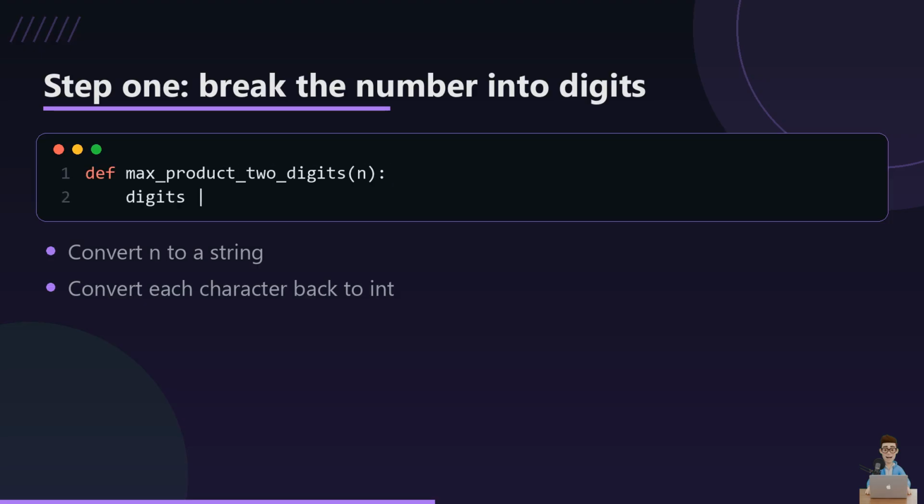Now let's build the smarter, faster version step by step. First, we turn our number into text so we can look at it one character at a time. Then, for each character, we turn it back into an actual number. At the end of this step, we have a neat list containing every digit of our original number.